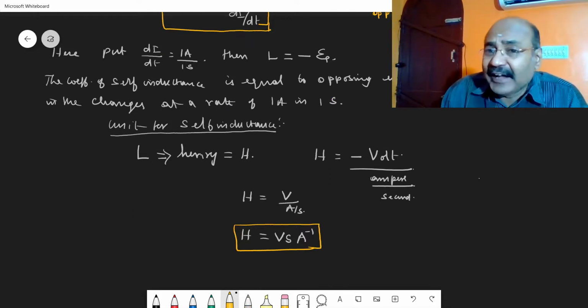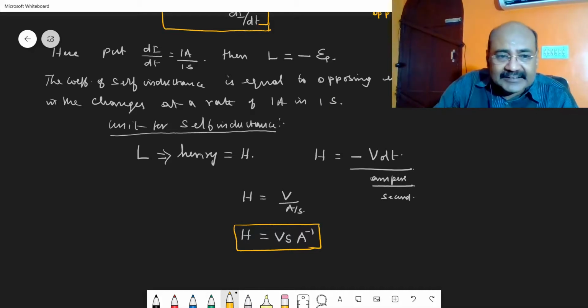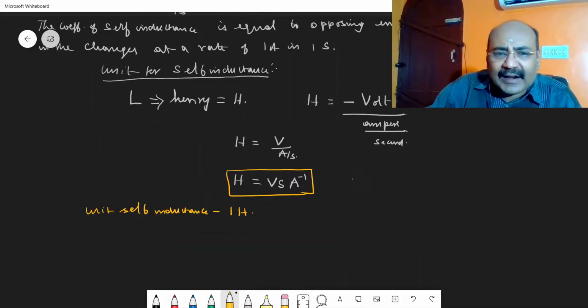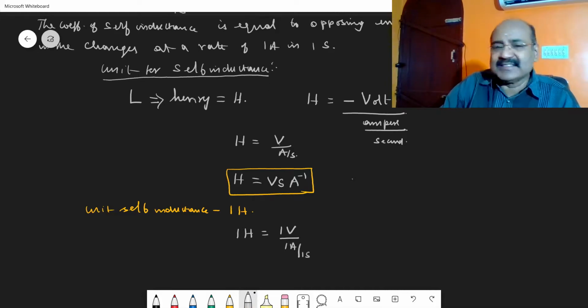How can I define unit self-inductance? What is meant by unit self-inductance? Unit self-inductance means it is equal to 1 Henry of self-inductance. So how can I write this in this equation? Instead of H, I am putting 1 Henry equal to 1 volt divided by, instead of current, 1 ampere, and instead of time, I am putting 1 second.